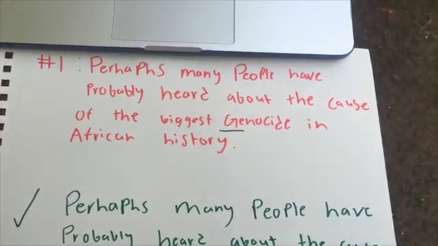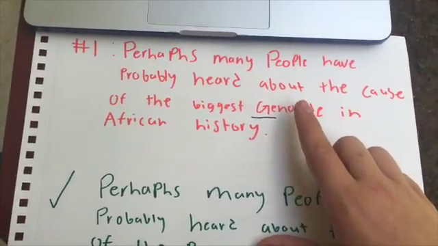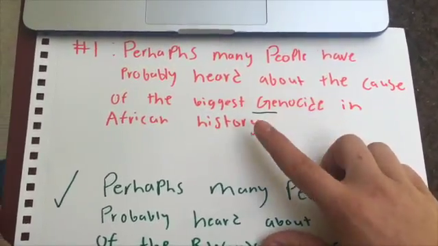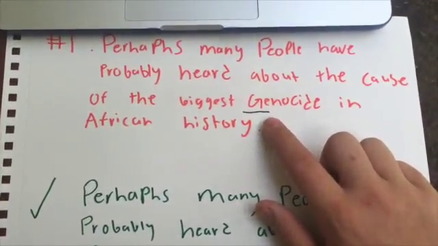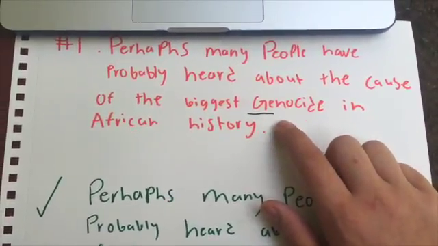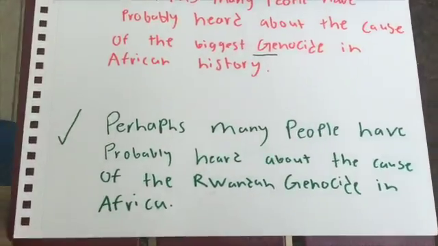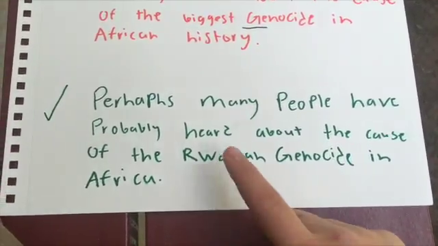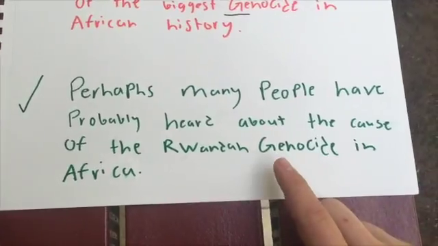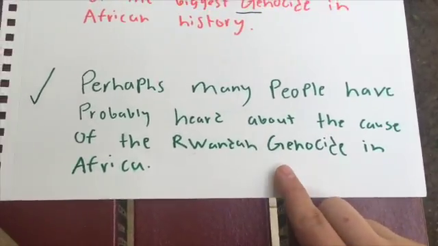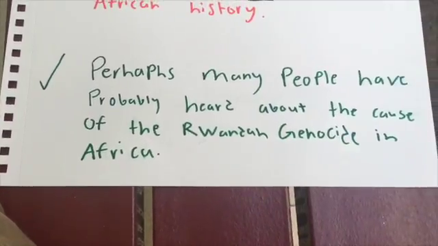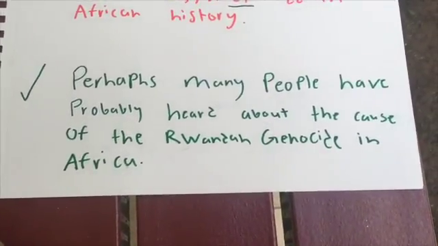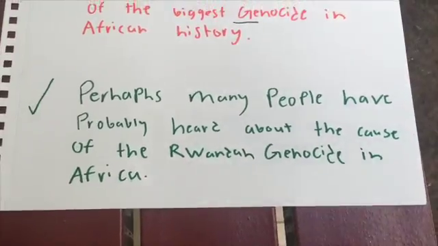For example, in the sentence, "Perhaps many people have probably heard about the cause of the biggest genocide in African history," the G needs to be lowercase because it is not referring to a specific genocide. However, if we write it like this, "Perhaps many people have probably heard about the cause of the Rwandan Genocide in Africa," here we have to capitalize both R and G because it is actually saying Rwandan Genocide, which is indeed a specific event.